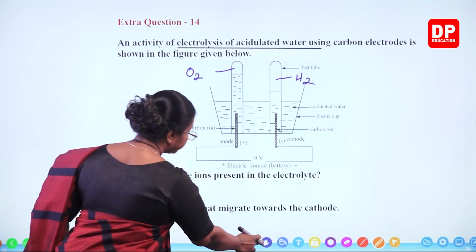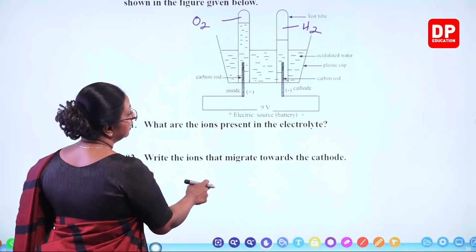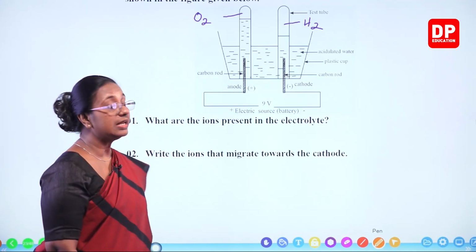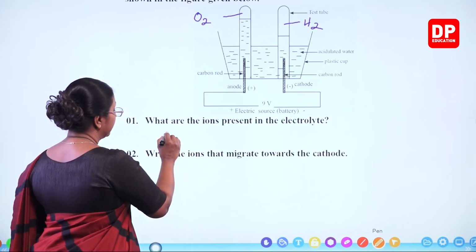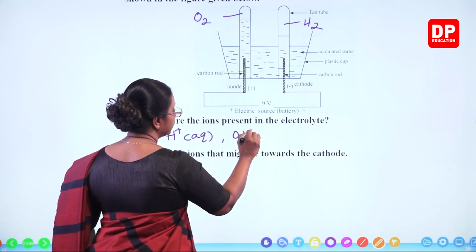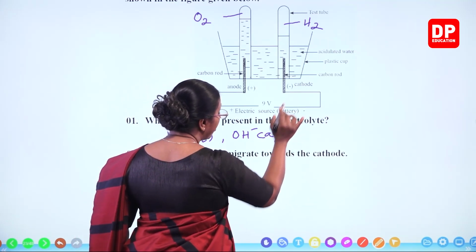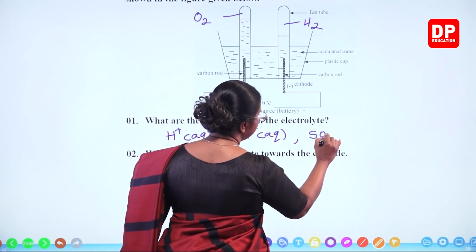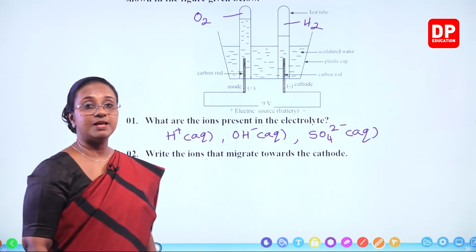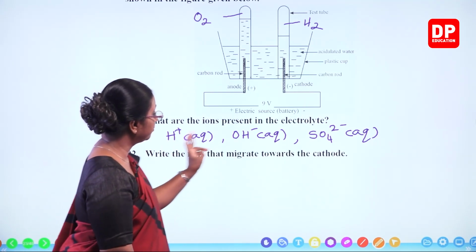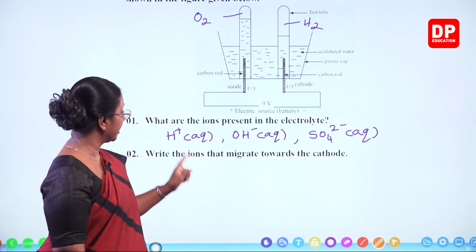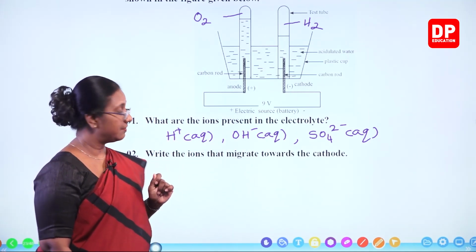So then, if we look at the questions, what are the ions present in the electrolyte? There will be H plus ions, OH minus ions, and from sulfuric acid there will be sulfate ions, and already I have written H plus ions there. So 3 ions. You don't have to repeat H plus here. These are the 3 ions present in the electrolyte: H plus, OH minus, and sulfate.